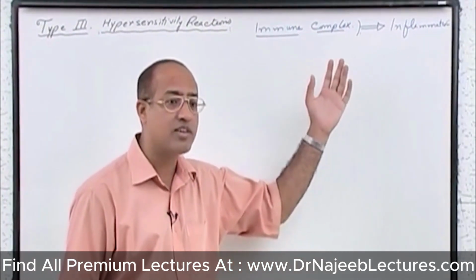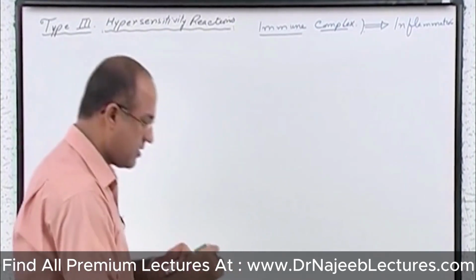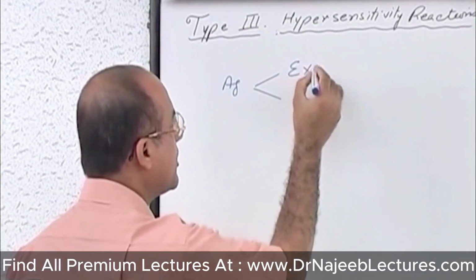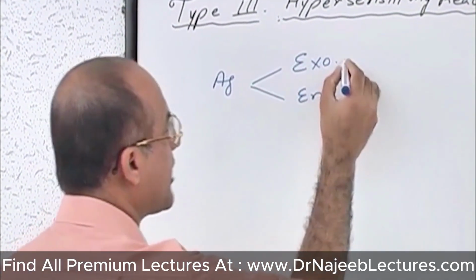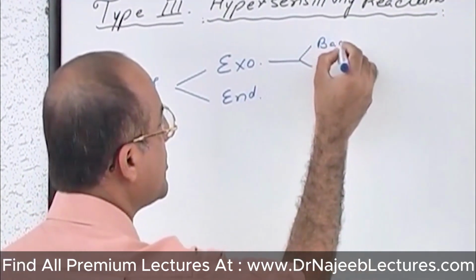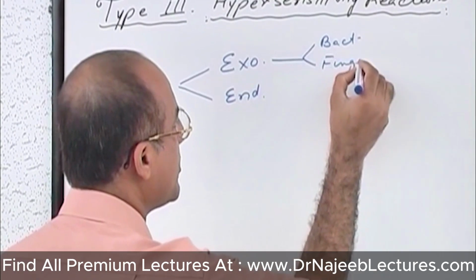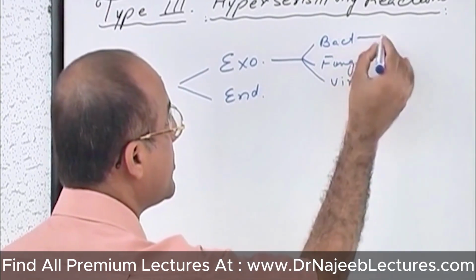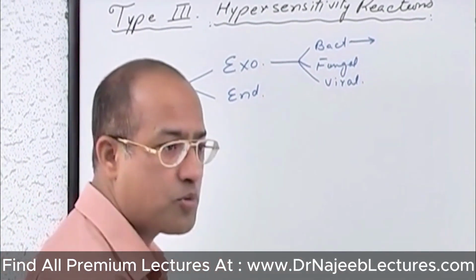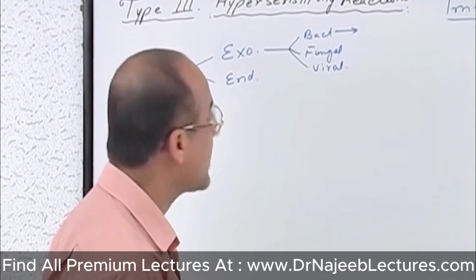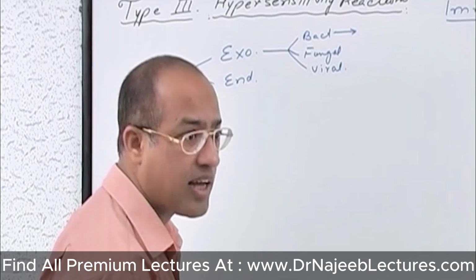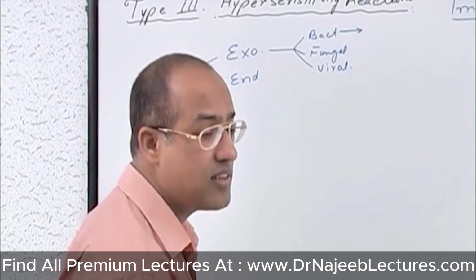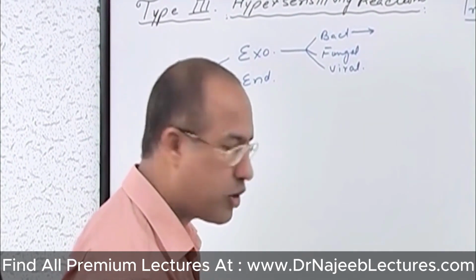Antigens in these cases may be exogenous or endogenous. Exogenous antigens may be bacterial antigens, or fungal antigens, and maybe viral antigens. For example, streptococcal antigen in case of post-streptococcal glomerulonephritis. Then fungal antigens in case of farmer's lung, which is a localized type 3 hypersensitivity reaction. Viral antigens like hepatitis B antigens are involved in polyarteritis nodosa.